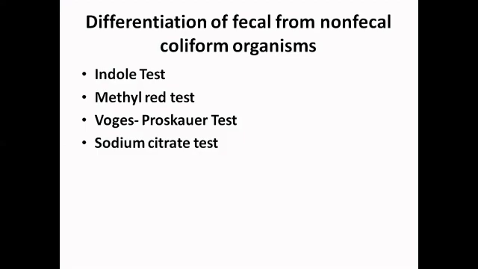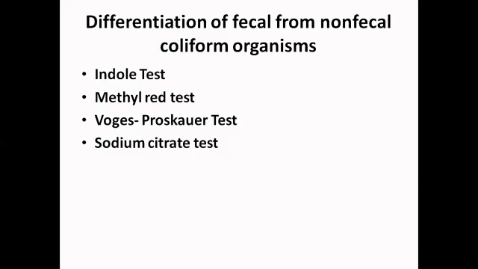Enterobacter aerogenes shows the Voges-Proskauer test positive, while Escherichia coli shows it negative. Thus, IMViC, that is indole, methyl red, and Voges-Proskauer tests, are important biochemical tests to identify Escherichia coli and Enterobacter aerogenes. The reagents A and B used in the Voges-Proskauer test are: reagent A is 5% alpha-naphthol and reagent B is 40% KOH solution, that is potassium hydroxide solution.